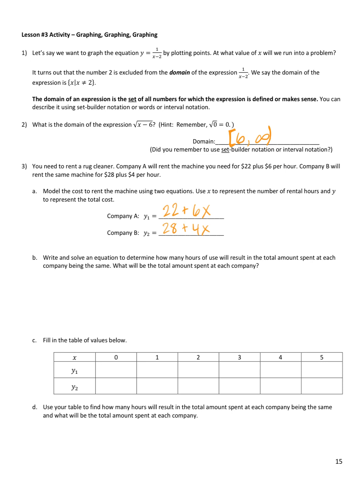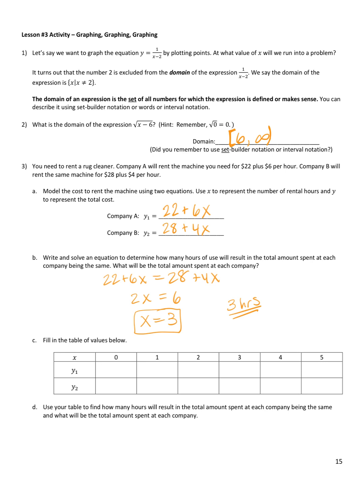Write and solve an equation to determine how many hours of use will result in the total amount spent at each company being the same. So let's set the costs equal to each other because we want to know when the cost is the same. Okay, so we solve this. I'm going to subtract 22 from both sides and I get 6. Subtract 4x from both sides and I get 2x. Divide both sides by 2 and I get x equals 3. So 3 hours. The two costs will be the same.